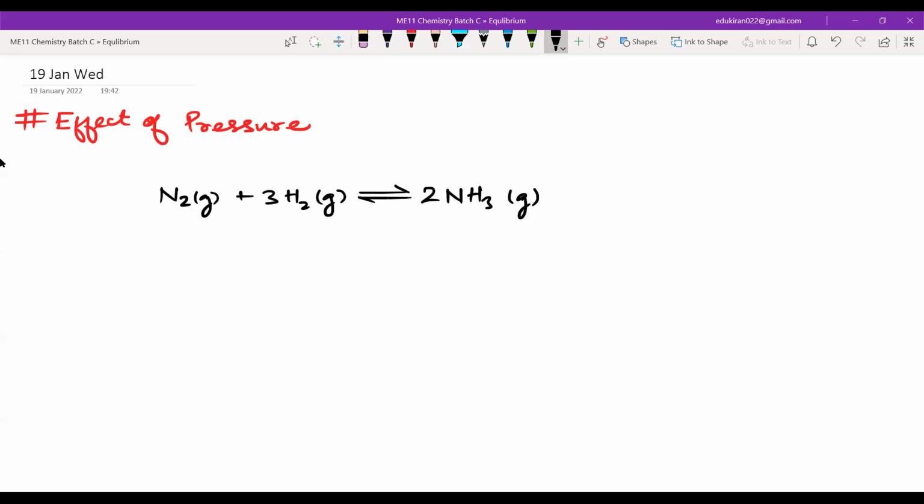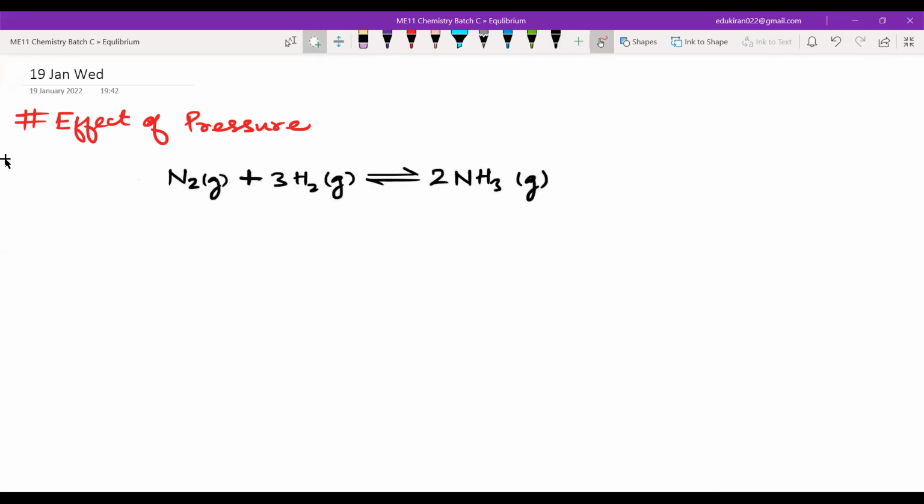What do you think? What should happen if I increase the pressure? I mean, the reaction can go to one of the sides, na? The change is either forward or backward, on which side? Think about it. Let me help you a little bit.